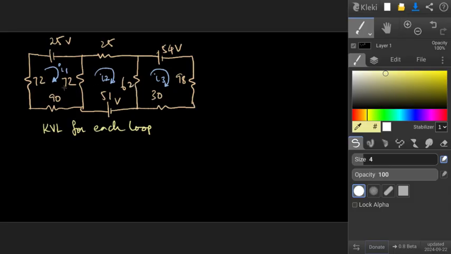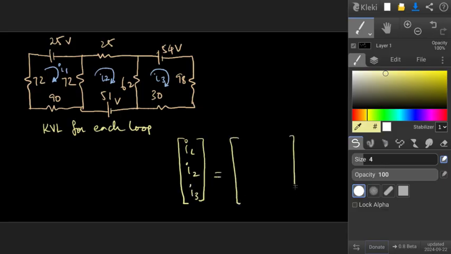Okay, so the objective now is to find out the values of I1, I2, and I3. So maybe I will directly write it in this way. I1, I2, I3. These are the three unknown values. So I'll get a matrix here. For the first equation, I will take the first loop.